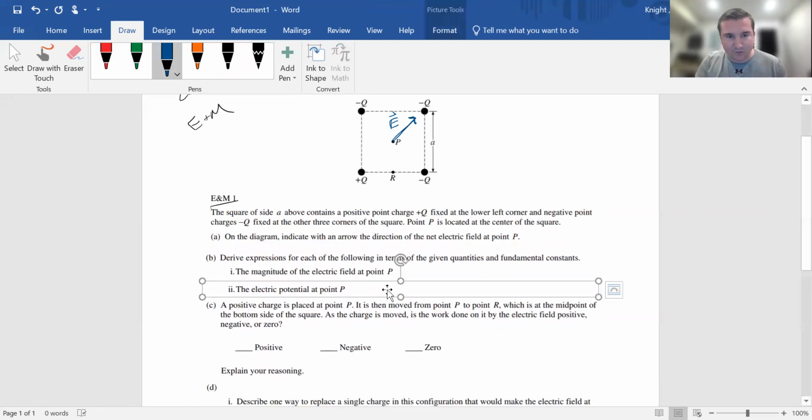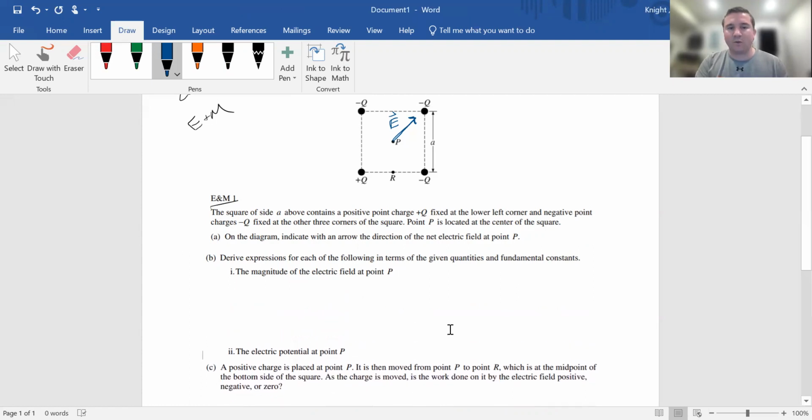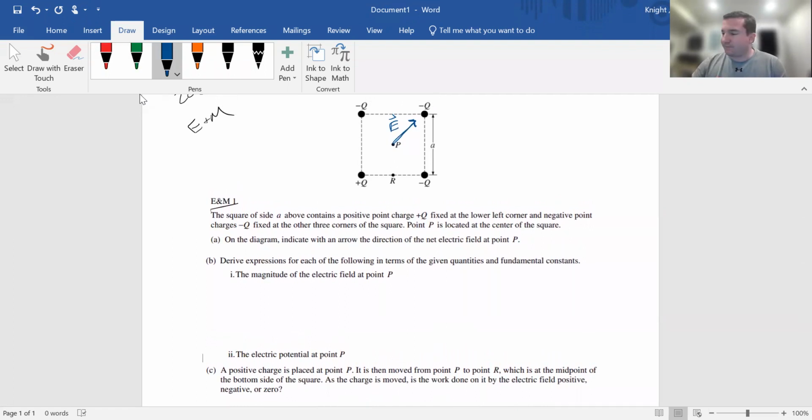Derive the magnitude of the electric field at point P. So what is the size of the field? Well, we said already that the bottom right Q and the top left Q are going to cancel, so we don't even have to really worry about them. We just need to worry about these two Qs and what the value of their electric field is going to be. So we could do them one at a time and add them together. Whatever we want to do, but we have to derive an expression for each of the following.